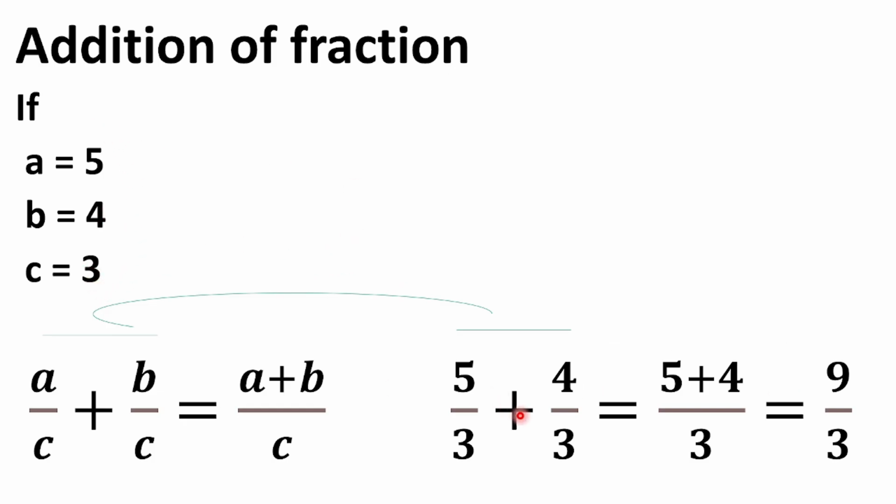Now let's solve this part of the equation. We put the values: 5 divided by 3 as a divided by c, so the value of a is 5 and the value of c is 3. So 5 divided by 3, and similarly 4 divided by 3. We take the LCM. The LCM is 3. So 5 plus 4 equals 9 divided by 3. So the addition of 5 divided by 3 plus 4 divided by 3 is equal to 9 divided by 3. Similarly, we can add different fractions.